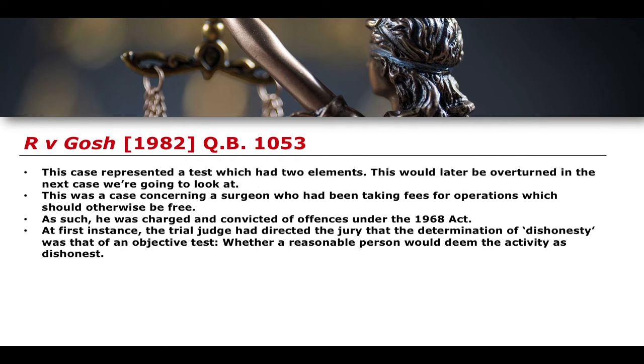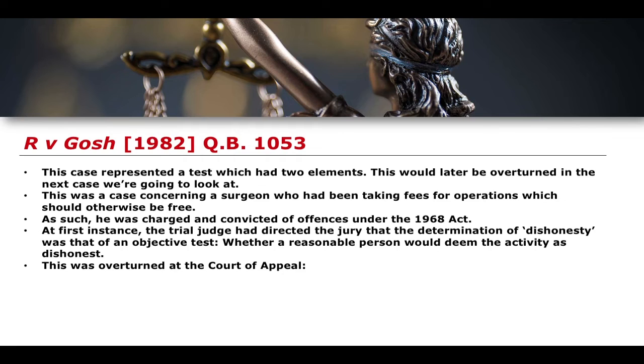At first instance, the trial judge directed the jury that the determination of dishonesty, as defined in the 1968 Theft Act, was one of an objective test. They said that the question of whether or not this person was dishonest is a question of whether a reasonable person would deem the activity as being dishonest.